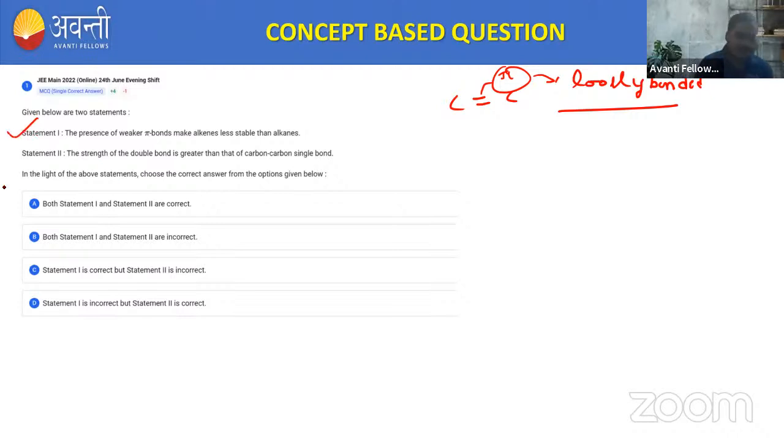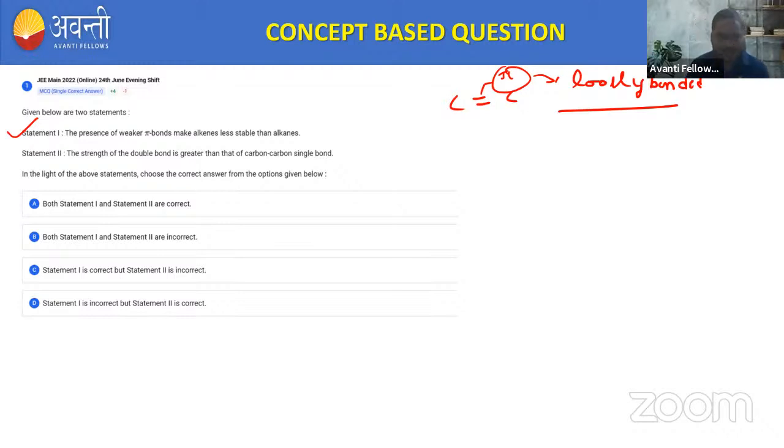Now statement 2. We all know that the carbon-carbon double bond is stronger than the carbon-carbon single bond. The strength of the double bond is greater than that of the single bond because more energy is required to break one sigma bond and one pi bond than to break one sigma bond only.